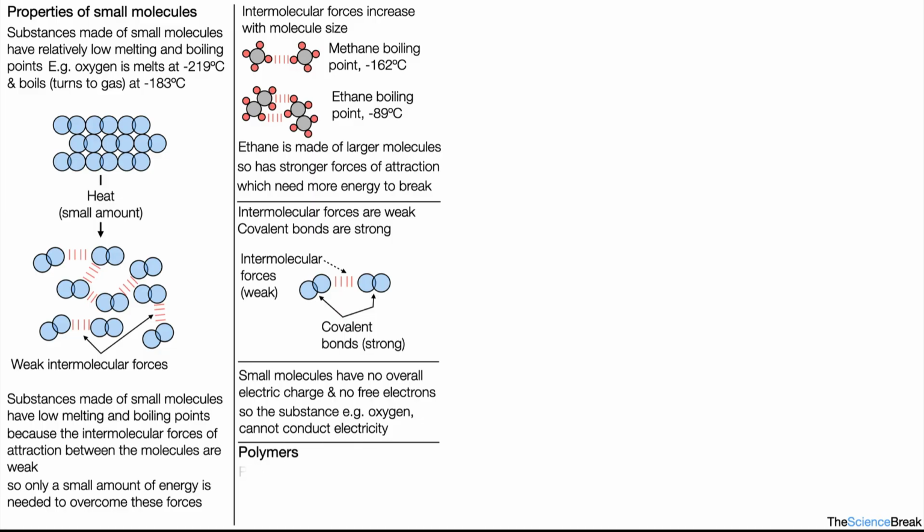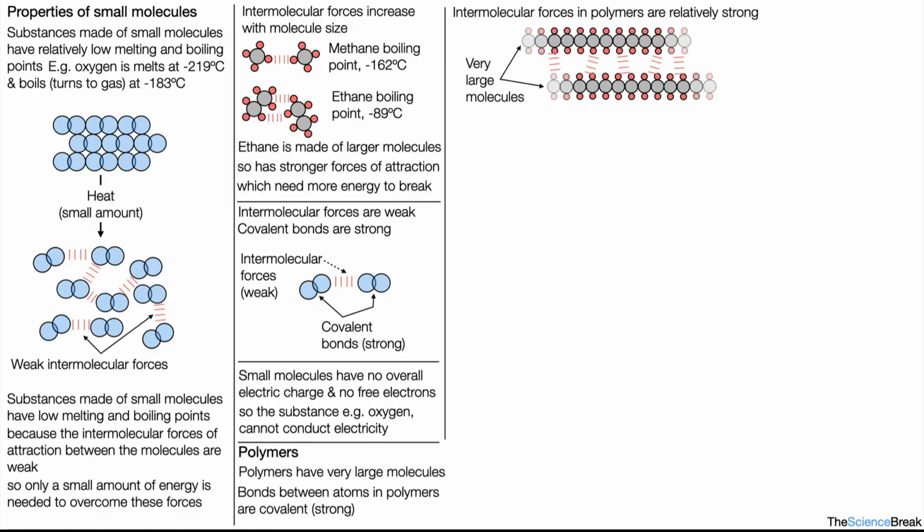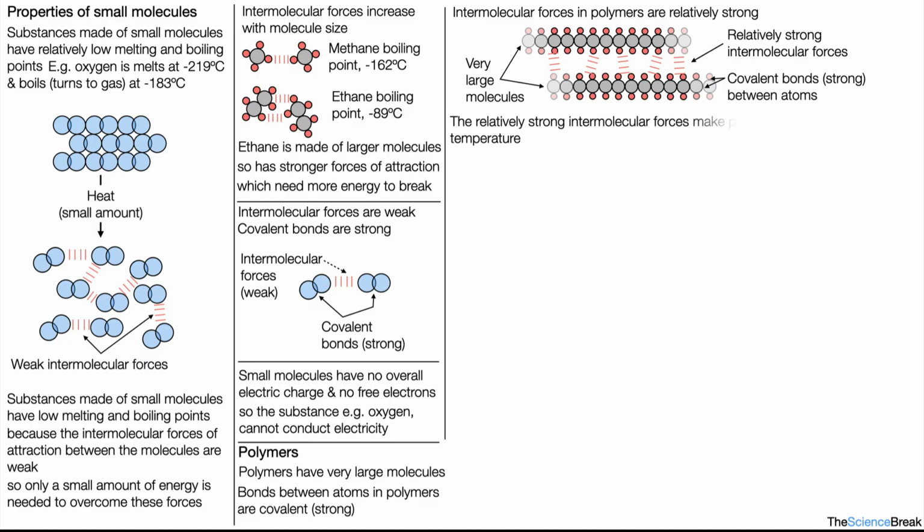We're going to take a look at polymers now. Polymers have very large molecules, and the bonds between atoms in polymers are covalent, which means they are strong. Intermolecular forces in polymers are relatively strong. These are 2 very large polymer molecules, and we have relatively strong intermolecular forces between the molecules. Remember, the covalent bonds between the atoms are strong. The relatively strong intermolecular forces make polymers solid at room temperature. That's pretty much what we need to know about polymers for this unit.